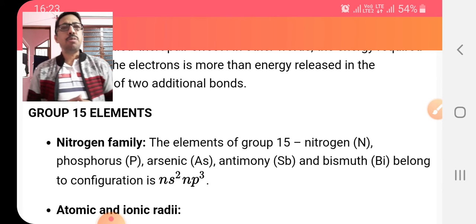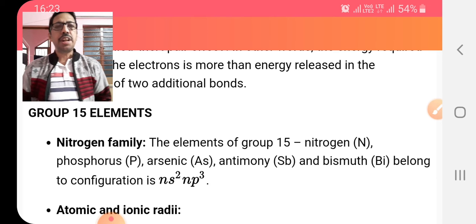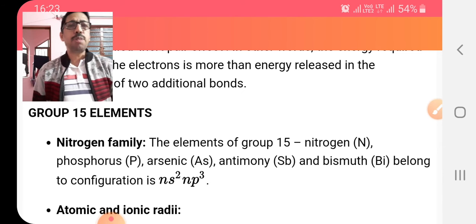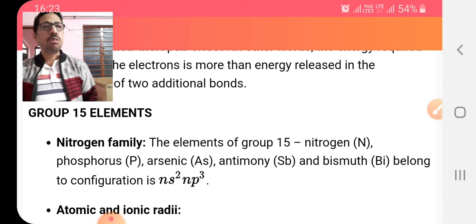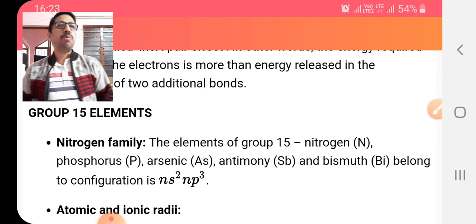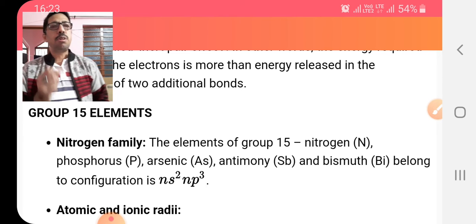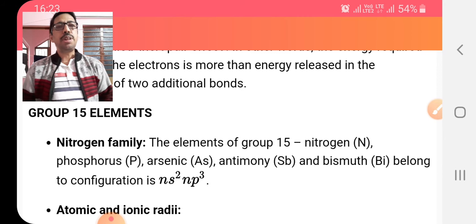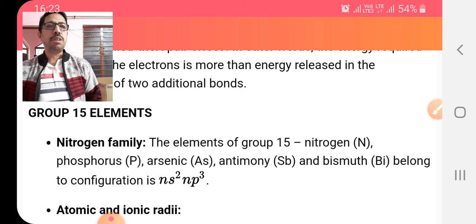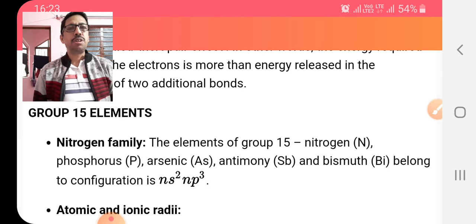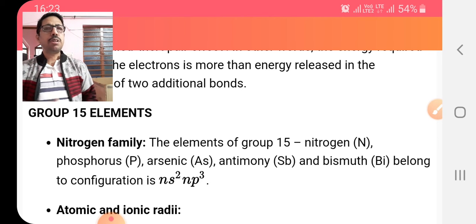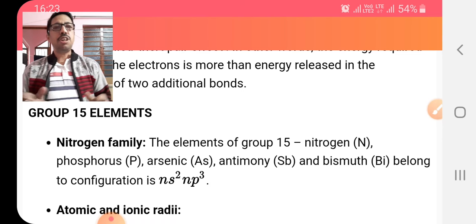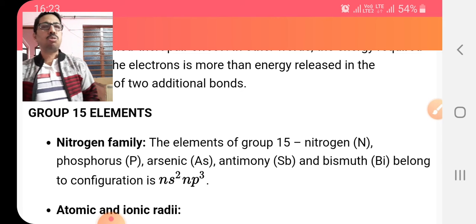By knowing the value of n, we can easily write the valence shell electronic configuration of any element belonging to this group. In case of nitrogen, the principal quantum number is 2, so the valence shell configuration will be 2s2 2p3. In case of phosphorus, the principal quantum number is 3, so the valence shell configuration will be 3s2 3p3, and so on.